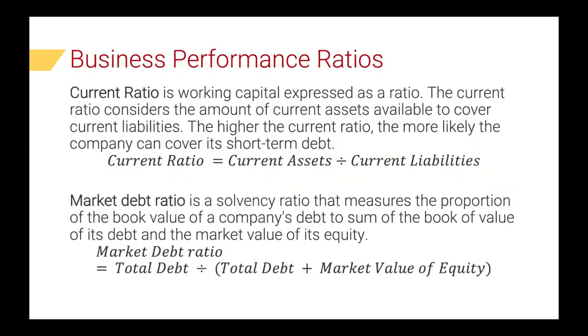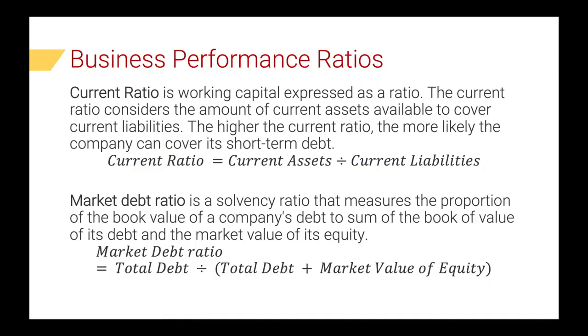For business performance ratios, first we have the current ratio. The current ratio is working capital expressed as a ratio. The current ratio considers the amount of current assets available to cover current liabilities. The higher the current ratio, the more likely the company can cover its short-term debts. The formula for your current ratio is current assets divided by current liabilities.